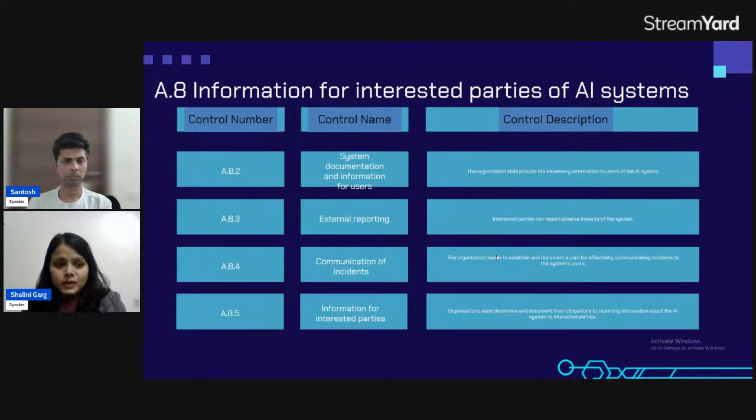So in certain situations, jurisdiction may require us to open up about our system, sharing crucial information with the authorities and those who have a vested interest, like regulators or customers. So we have to share the information.